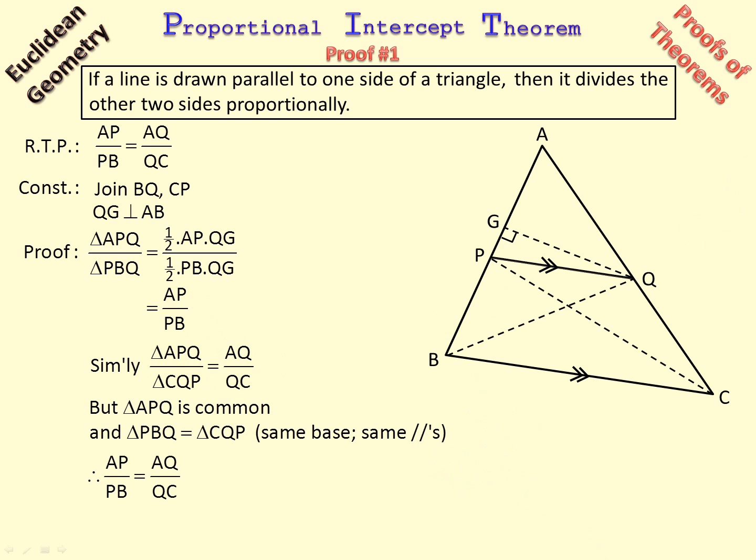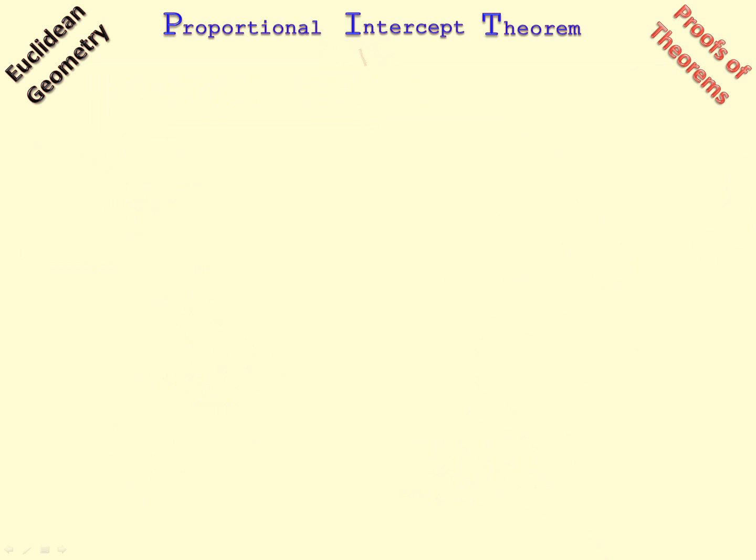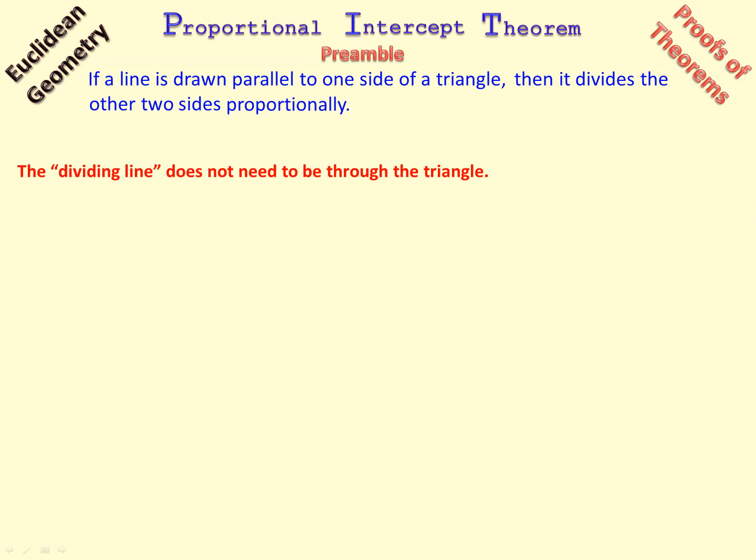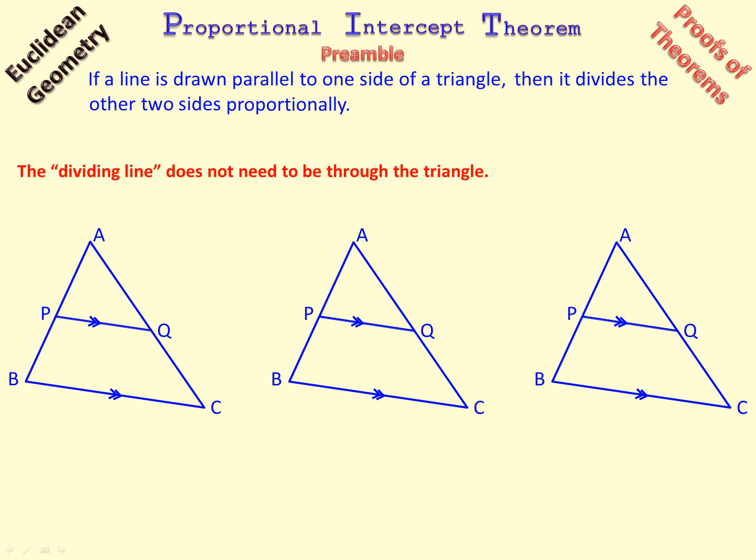But of course, being mathematicians, we can always complicate things. So I'm going to go back to the preamble. I'm going to say the dividing line does not need to be through the triangle, inside the triangle. So there are triangles, but in two of them I'm going to draw the line outside. Instead of saying it divides the other two sides proportionally, it says it divides the other two sides, produced if necessary, proportionally.